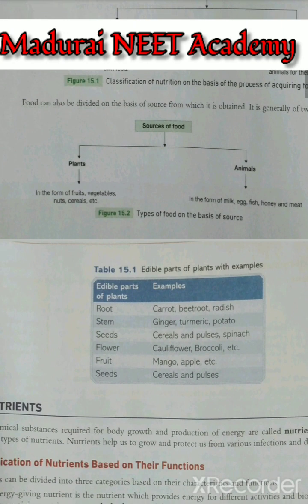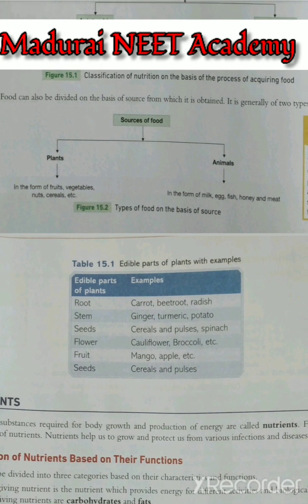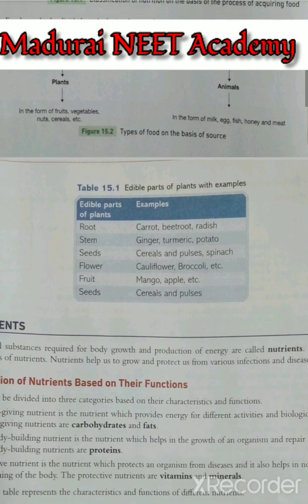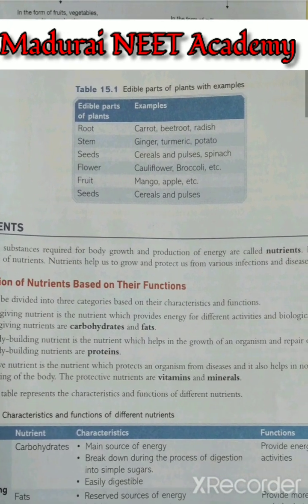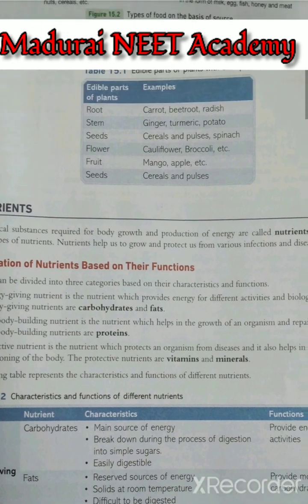Plant foods such as fruits, vegetables, nuts and cereals are all plant sources, and animal sources include milk, egg, fish, honey and meat. Some edible parts of the plant: each part of a plant gives us different kinds of vegetables and fruits. Coming to root, examples are carrot, beetroot and radish. Stem: ginger, turmeric and potato.